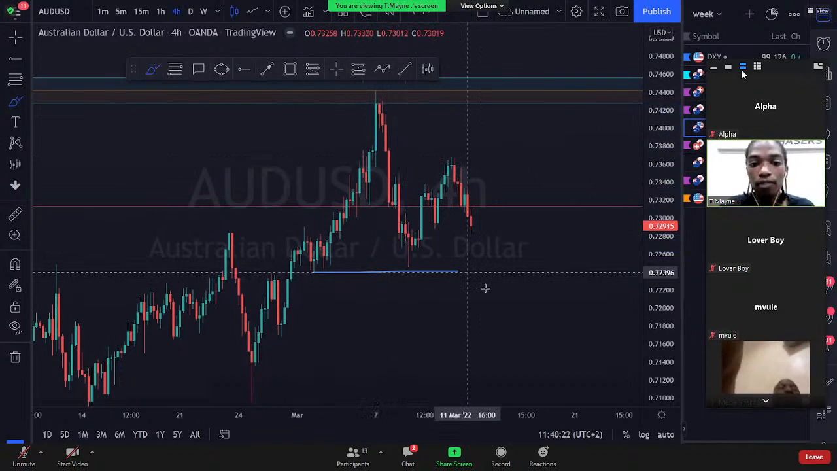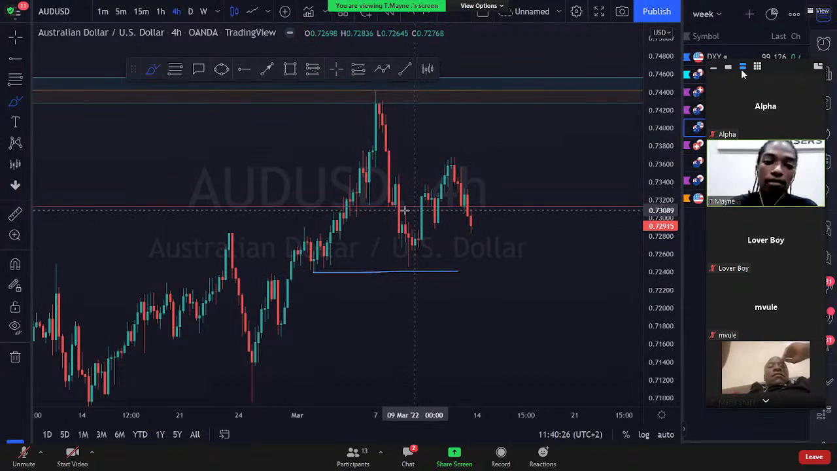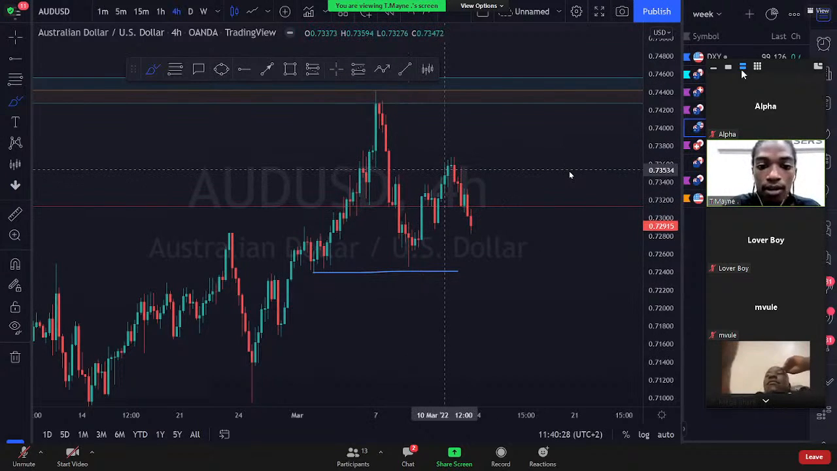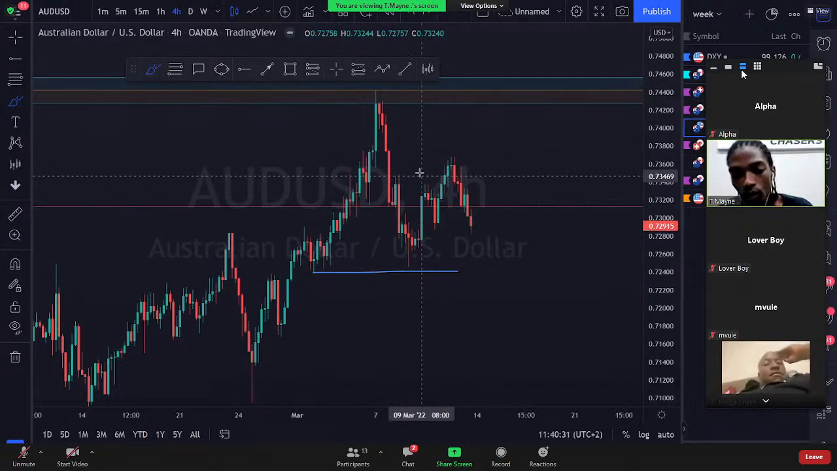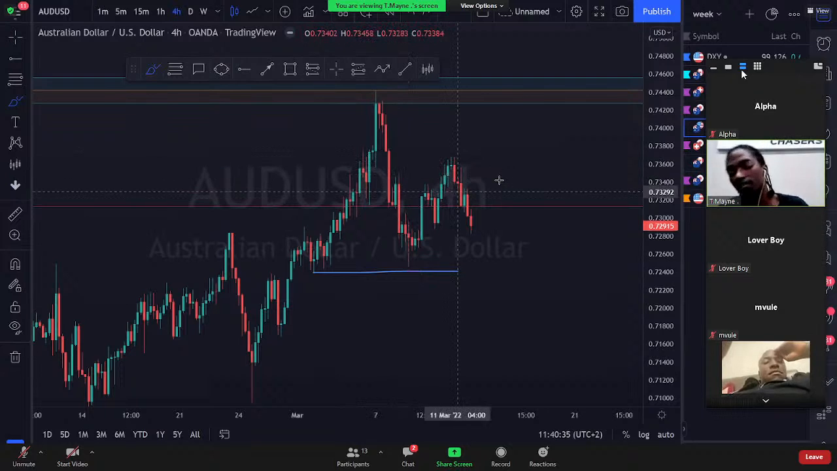So what I want to do for myself is focus on finding the highest sell that I can possibly find on AU. Since there is no nice corrective structure that I can find, what I'm going to do is be waiting for a structure to develop. I'm going to be waiting for a corrective structure to develop.